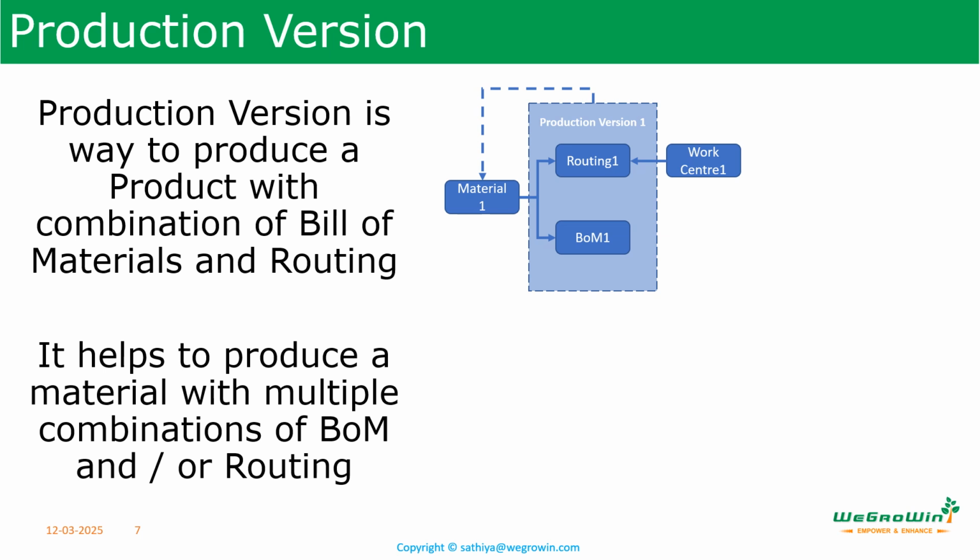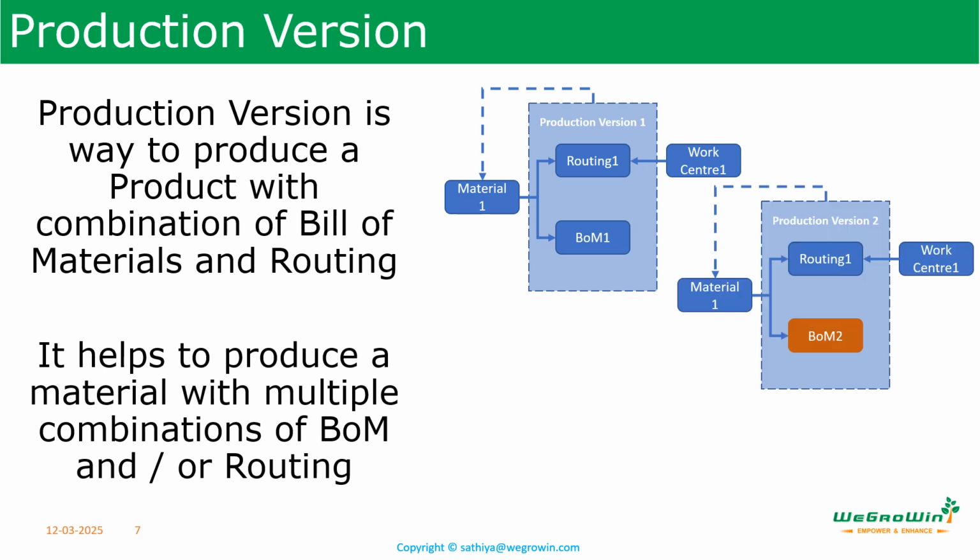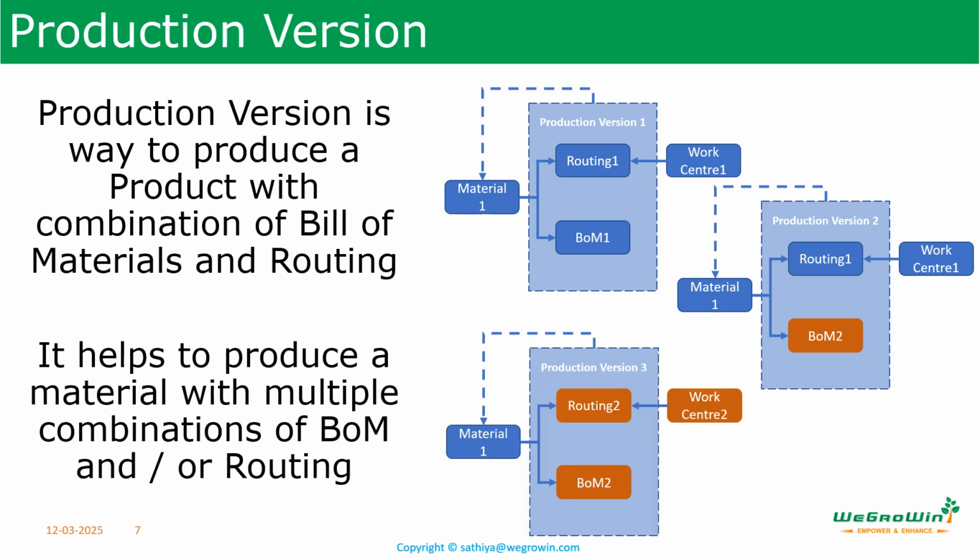The same material may be produced with the same routing but different BOM, right? So then we need to have a second production version. And then the material may be produced with different routing, different BOM, and then we need to have a different production version. So this is the same material. You may ask how the same product may be produced with different versions. Just let me give an example.